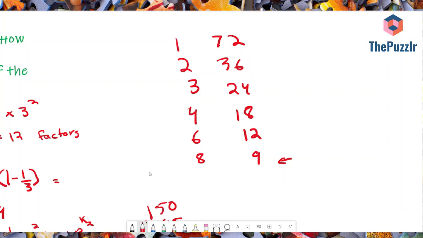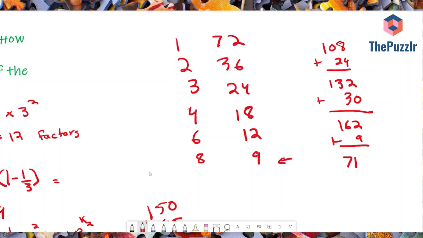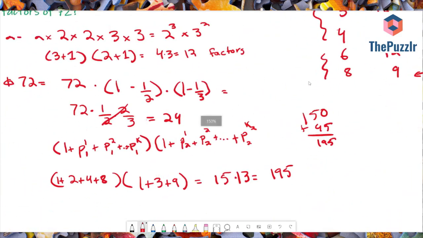So 72 plus 36 gives us 108, plus 24 gives us 132, plus 18 plus 12, 18 plus 12 is 30, so we can do that together. So that gives us 162, plus 9 gives us 171. Then plus these four numbers is 10, 181, and then plus 6 plus 8, which is 14, that gives us 195. So sure enough, our answer matches what we got using our formula.